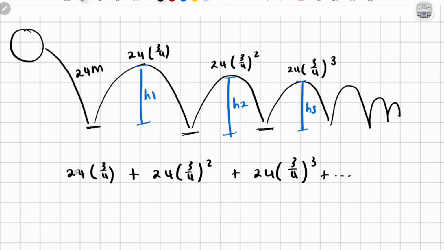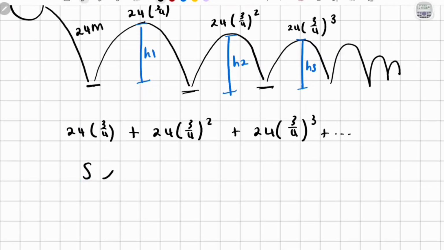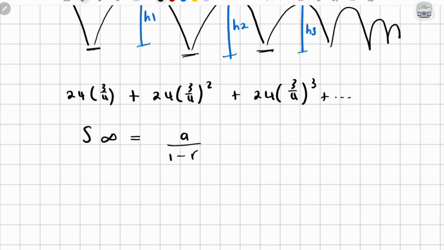So, to calculate the sum of all these heights, because it's a converging geometric series, we have to use the sum to infinity. And the sum to infinity formula is a over 1 minus r. And this is what we have. So sum to infinity, what is our a value? It's this, 24 times 3 over 4, and then over 1 minus, what's our ratio?